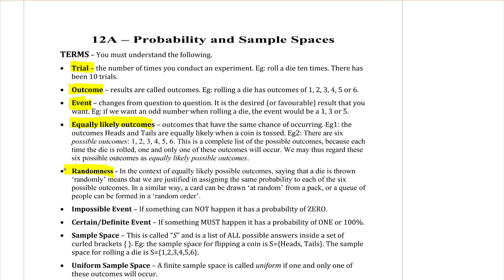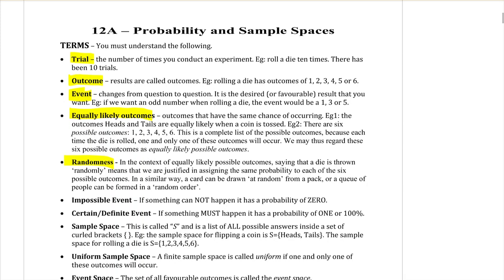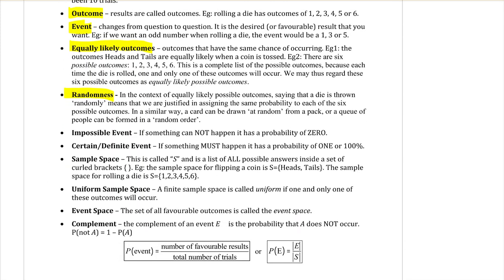Randomness. In the context of equally likely possible outcomes, saying that a die is thrown randomly means that we are justified in assigning the same probability to each of the 6 possible outcomes. In a similar way, a card can be drawn at random from a pack, or a queue of people can be formed in a random order.